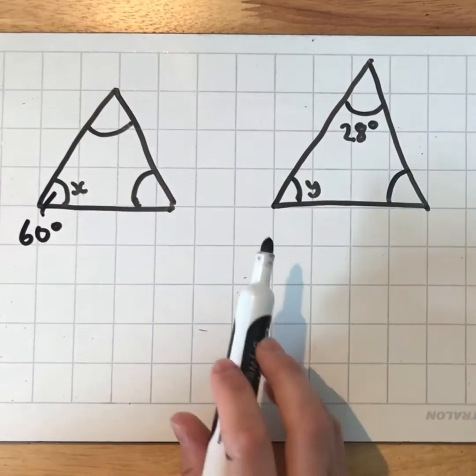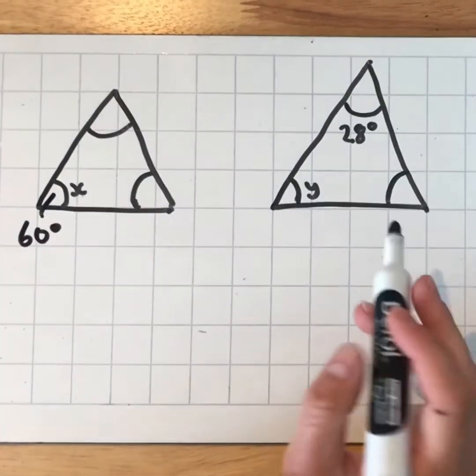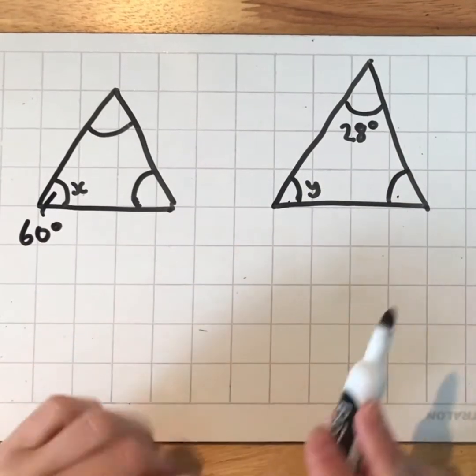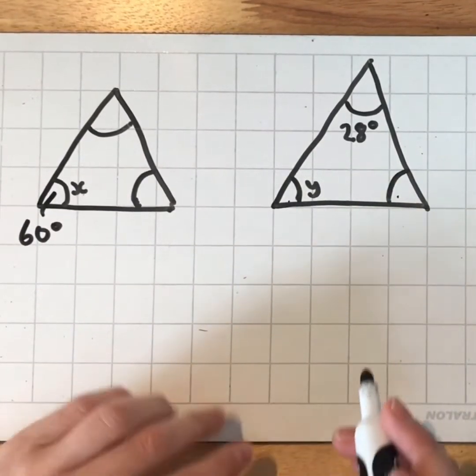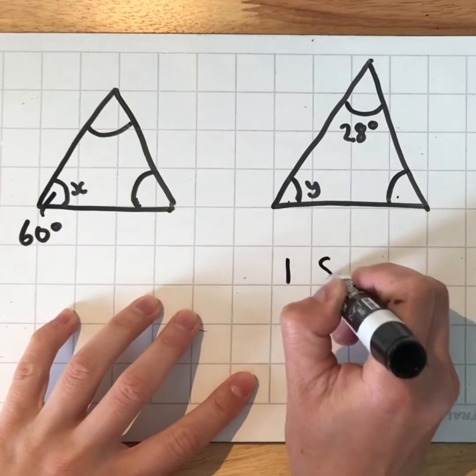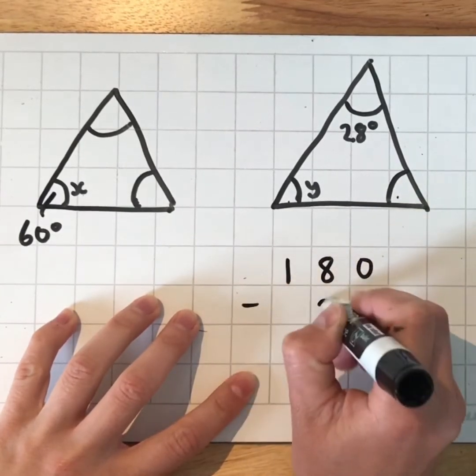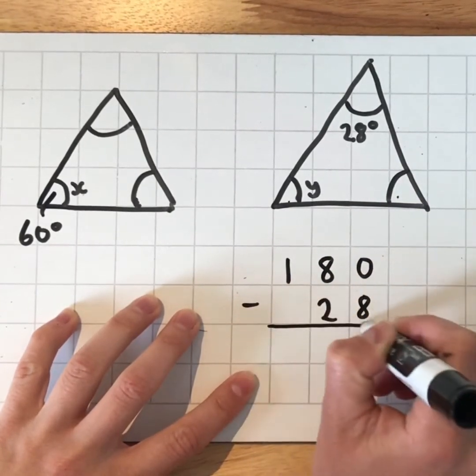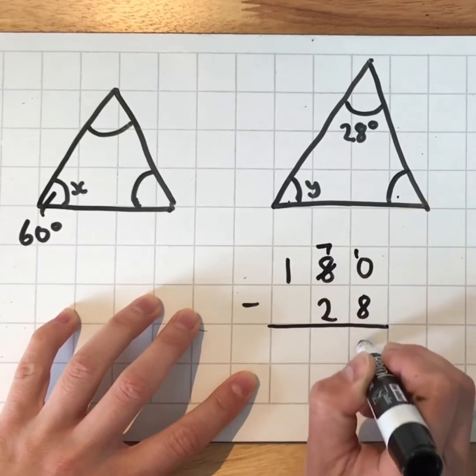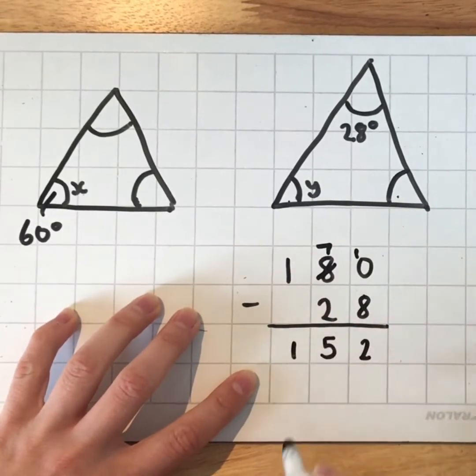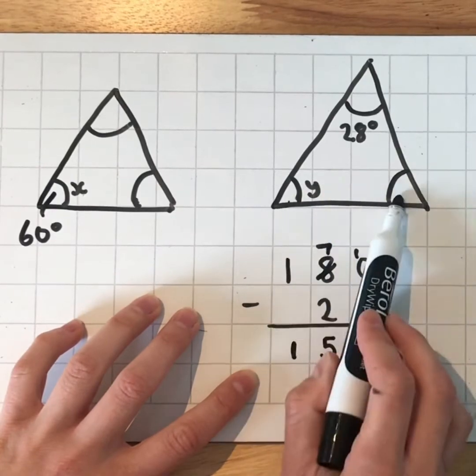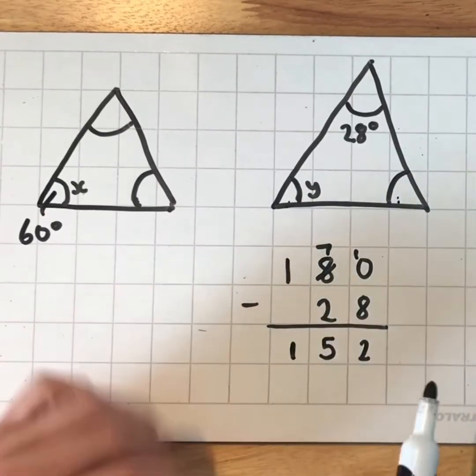Isosceles triangle, 2 angles the same and 1 different. So that means these 2 angles are the same size. So all the angles add up to 180. So your first step is to take 180 and take away 28. That's the angle you already know the size of. That leaves you with 152. So that means this angle plus this angle equals 152.